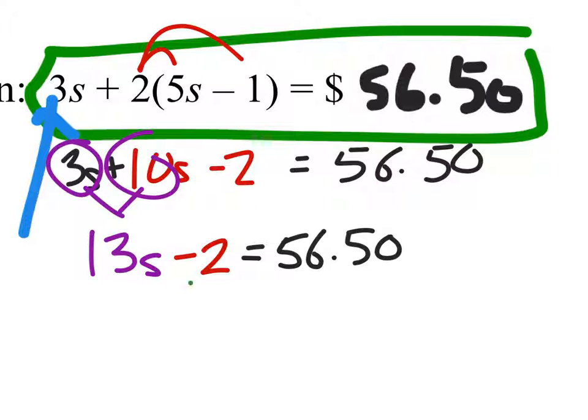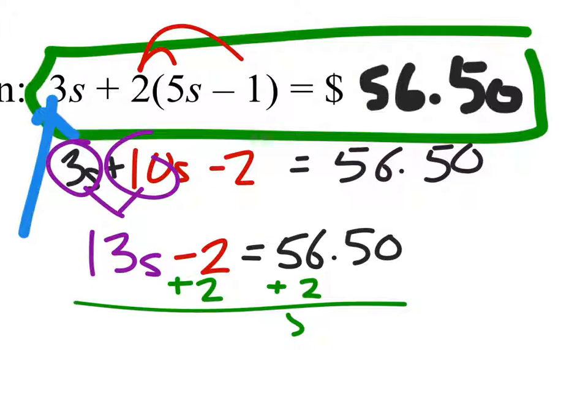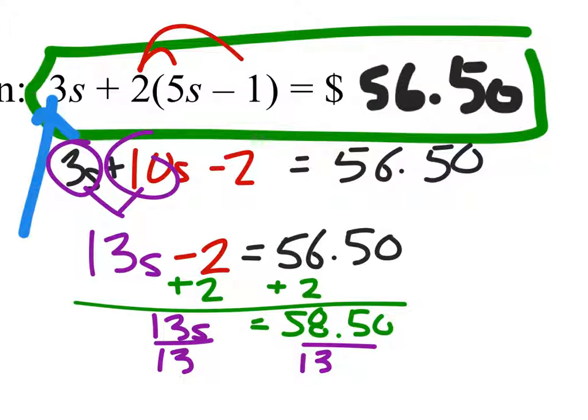Well, from right here, we'll add 2 to both sides. And so we got $58.50 equals 13 pairs of socks. Well, now that we know how much 13 pairs of socks would be, we'll just divide that by 13. And we find that a pair of socks is, I gotta use a calculator for this one, $4.50.